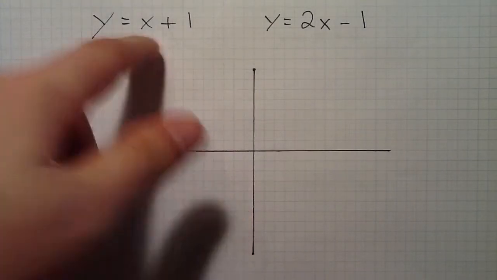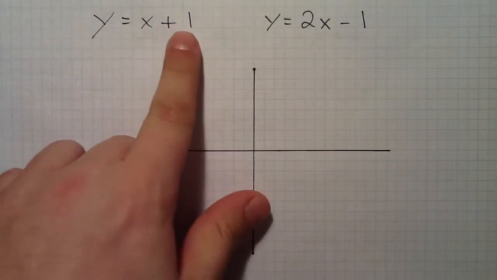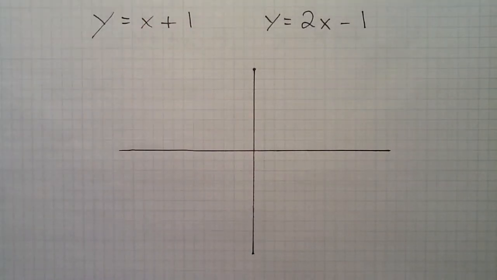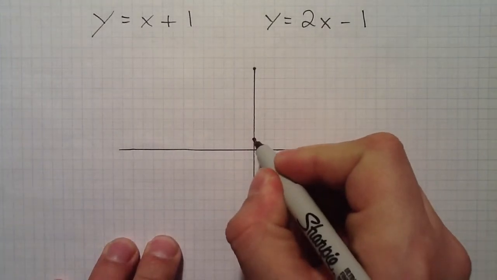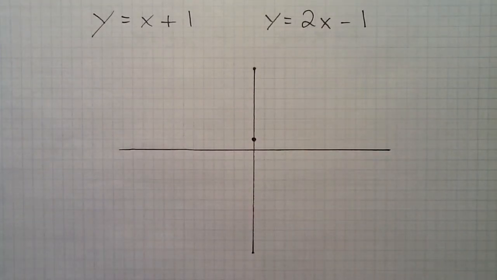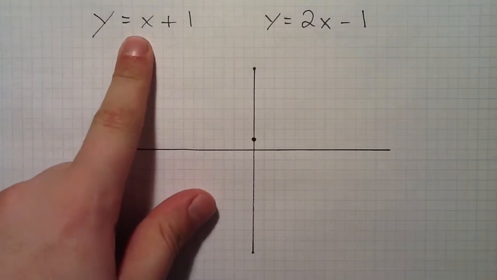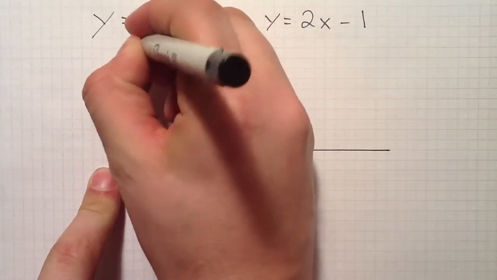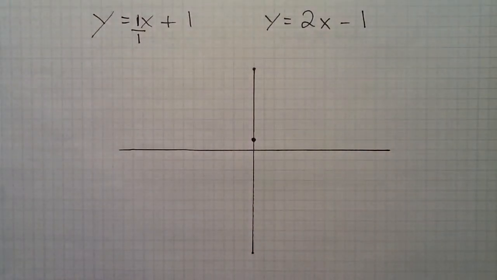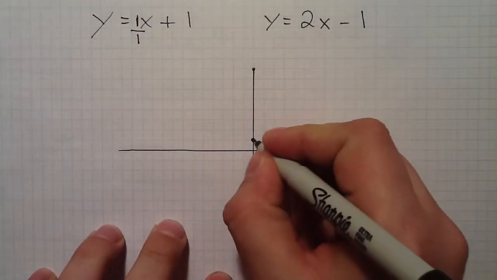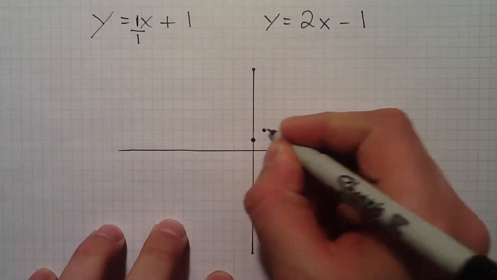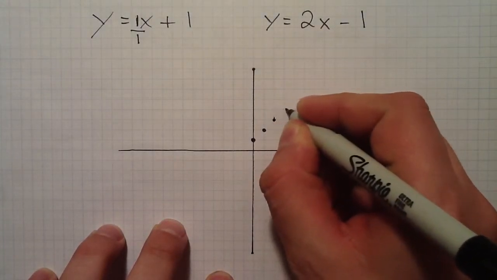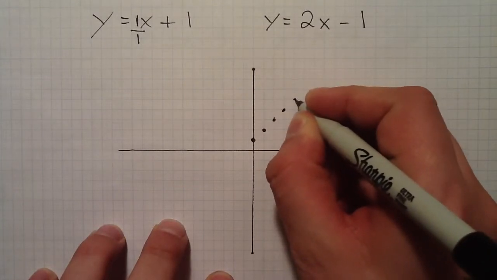So step 1, solve for y. Step 2, I want to plot my b on the y-axis. So my b is a positive 1, so I plot that right here on the y-axis. Now I incorporate my slope. I have just an x here. My slope is a 1 over 1. To incorporate that, it means I rise 1, run 1. I'm just going to rise 1, run 1 again. And I can keep doing this from one of my points to make sure I get a nice straight line.